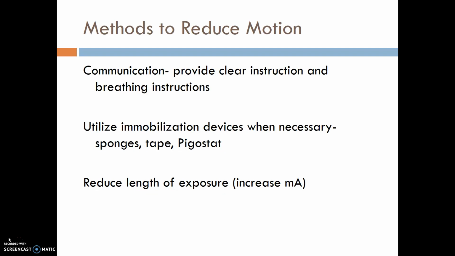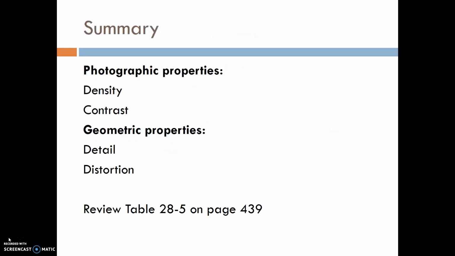Some methods to reduce motion include communication, if you provide clear instruction and breathing instructions, utilize immobilization devices when necessary, such as sponges, tape, or a pigostat, and reduce the length of exposure, which can occur by increasing mA.